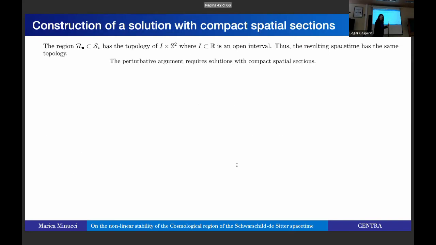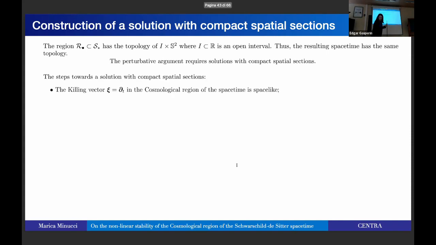So we're almost done, but we made a simplification in this case that is somehow an obstruction to using the theorem that we want to use to prove the existence and stability result. What we've done is to define our region so that it has the topology of an interval times the two-sphere. This means that the resulting spacetime has the same topology. Because we want to use a perturbative approach that needs a solution having compact spatial sections, we need to recast the solution as a solution with compact spatial section.